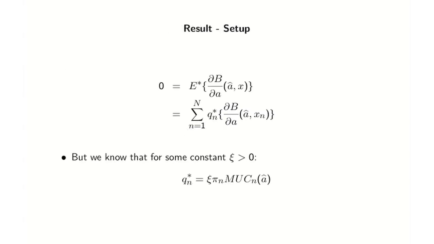Okay, so what's E star? Well, E star is just given by these Q stars. So what I'm saying is zero is equal to the risk-neutral expectation, where I've got to put the Q stars in, of that partial derivative. But we know that for some constant, those Qs are just the constant multiplied by the subjective probabilities times the marginal utility of consumption. You know, this is going back to first year microeconomics graduate work, but probably your classes have gotten a lot more advanced since I was in school.